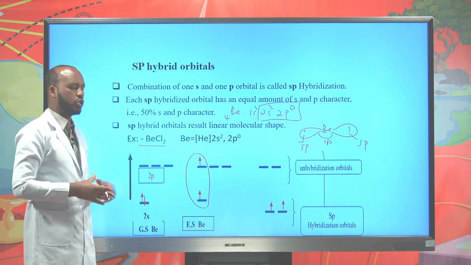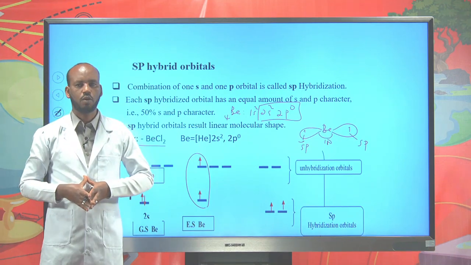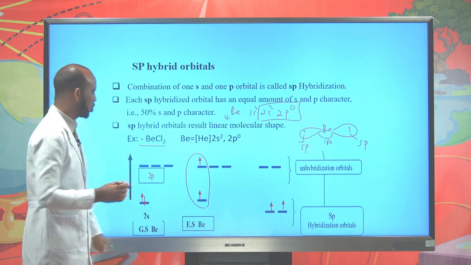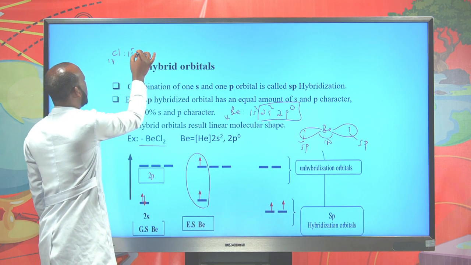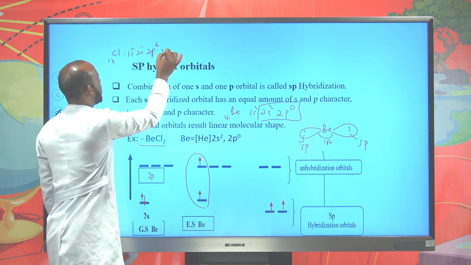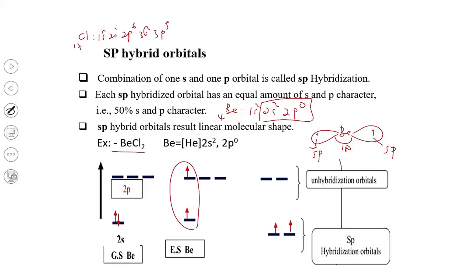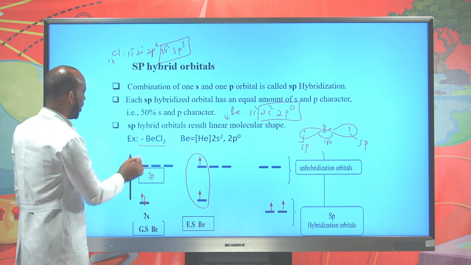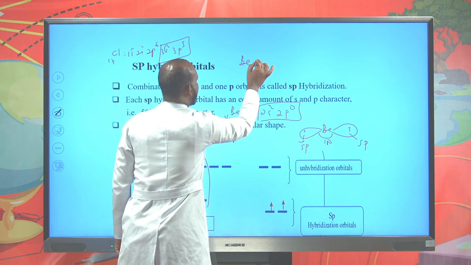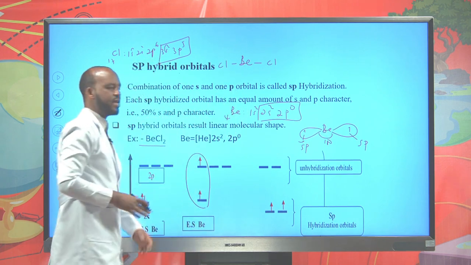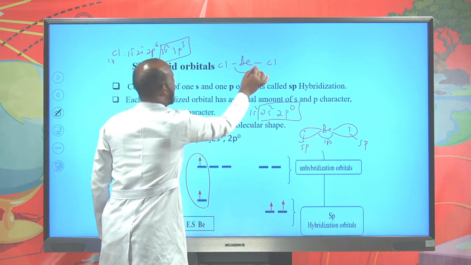Now, in beryllium chloride, chlorine has one half-filled P atomic orbital because the electronic configuration of chlorine with atomic number 17 is 1s2, 2s2, 2p6, 3s2, 3p5. You see? Valence electrons are involved in bond formation. Now, 3p5, you see? One of the p orbitals is half filled. Therefore, the Lewis structure of beryllium chloride, this beryllium chlorine, is linear in shape with bond angle 180 degrees.